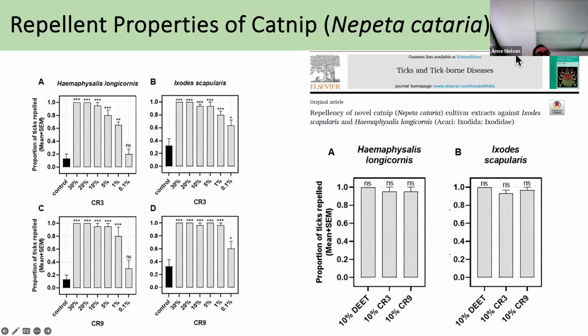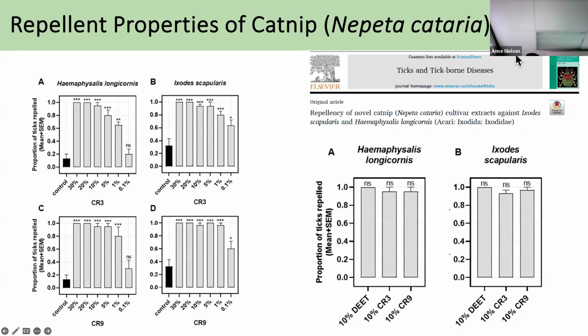this plant. He also made some modifications to the plant so it can actually be grown in big farms and be collected for production. So we looked into the repellent properties of the 2 extracts of these novel cultivars in Amblyomma longicornis and in Ixodes scapularis.